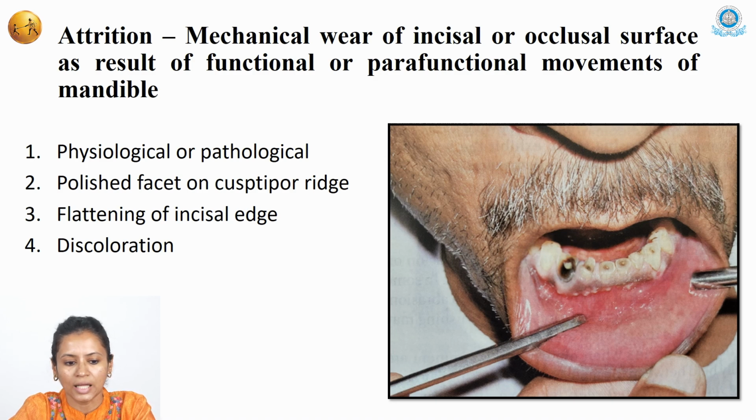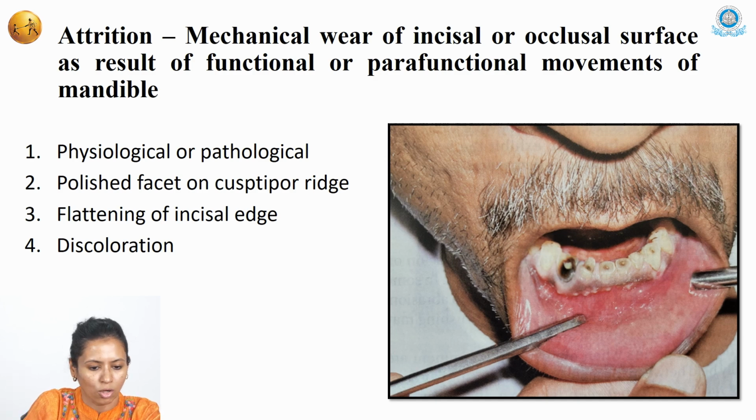It generally is seen as a polished facet on the cusp tip or on the ridge. There is flattening of the incisal surfaces, which depends upon the degree of attrition. In severe cases there could be complete loss of the entire crown with only root pieces visible, or in minor cases there would be only loss of the incisal edge with either dentine being involved or not involved. And there is discoloration, which is either because of the underlying dentine which is imparting the color, or any superficial stains which the teeth acquire in the process.